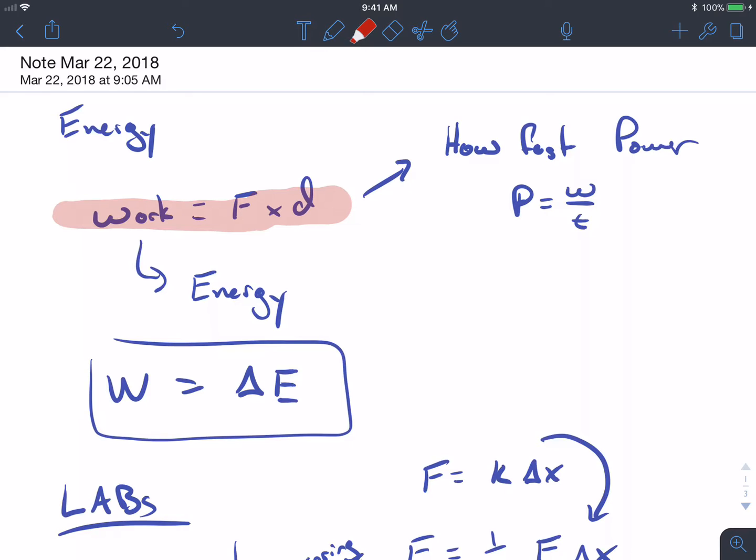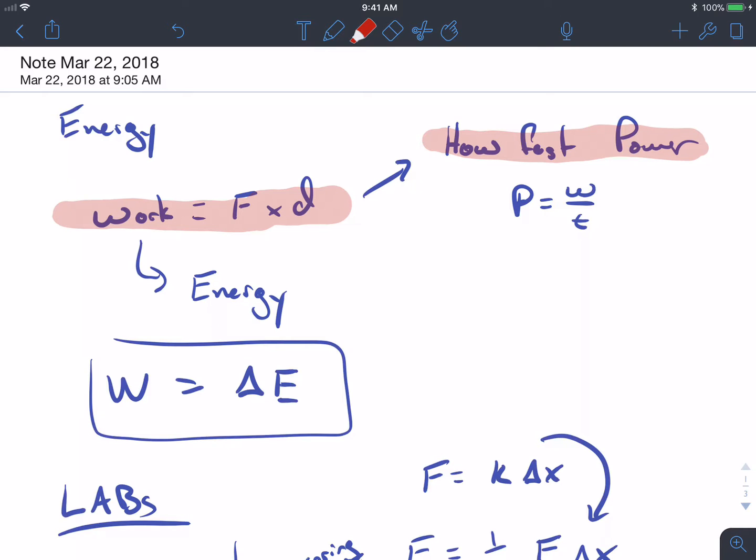And then when this is over a period of time, or how fast the work is being done, this is referred to as power. So we have work divided by time, and this has units of watts. So joules per second is going to be the units of watts for power. And then for the units of work, we have units of joules. So newtons times a meter will give you the units of joules.